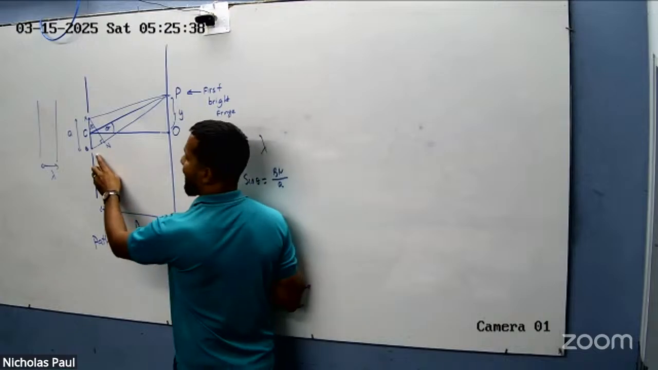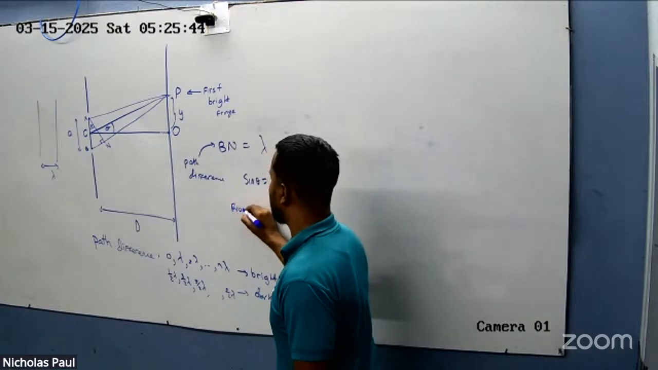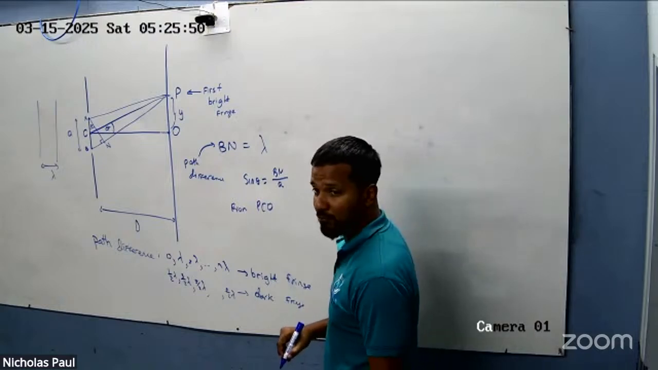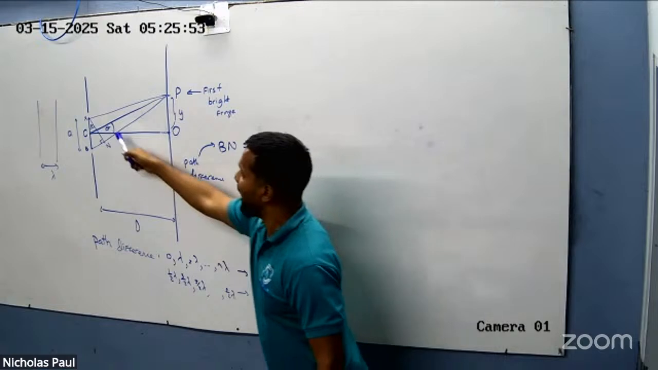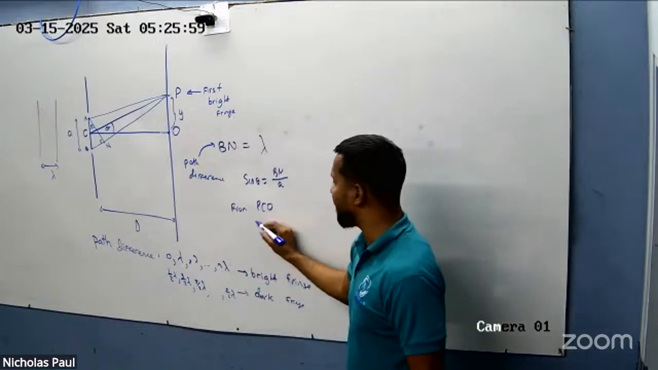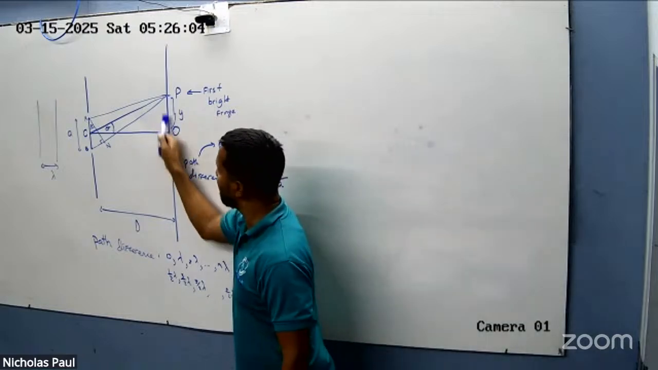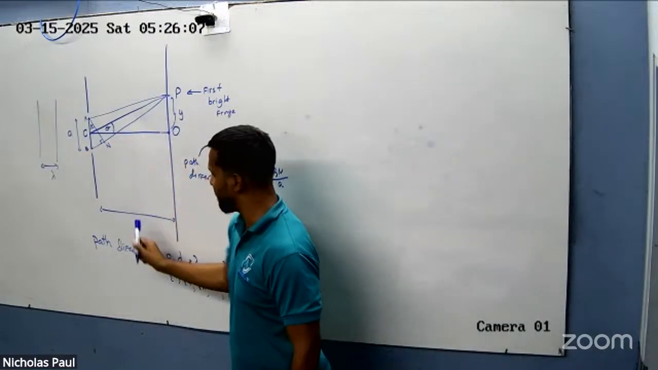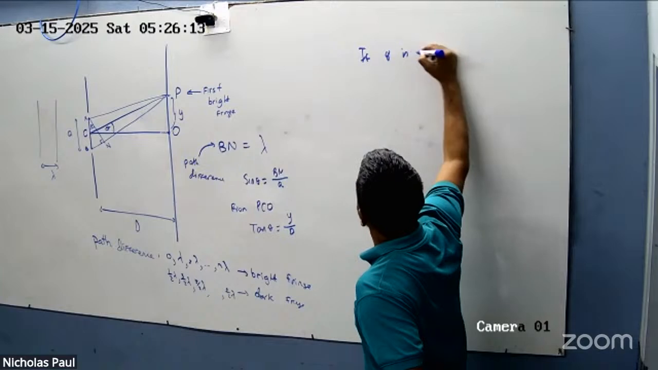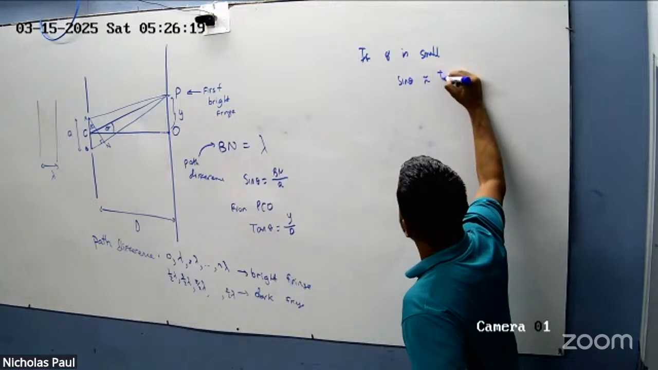Can I use this big triangle here? Can I use the triangle PCO, that big triangle, and find theta? Yes. PCO. I have opposite and I have adjacent. So I could write what? Tan. Tan theta is opposite, which is y, over adjacent, which is D. Y over D. And for all the pure math people, if theta is small, what does that say? It says that sine theta is approximately equal to tan theta.